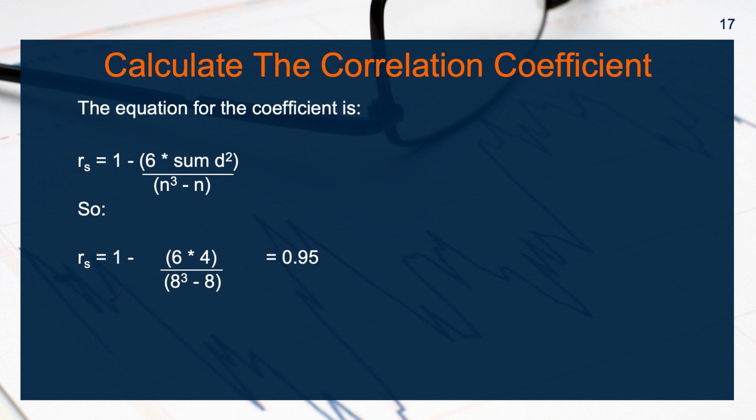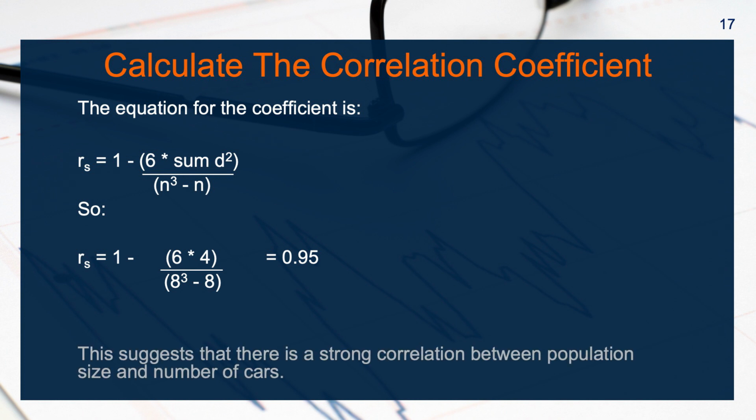In exactly the same way as we had with Pearson's correlation coefficient, a value of 1, which is the maximum value it can have, shows a very strong correlation. A value of 0 shows no correlation at all. A value of -1 will show a negative correlation. So what we can conclude here is there is a strong correlation between population size and the number of cars that are owned.